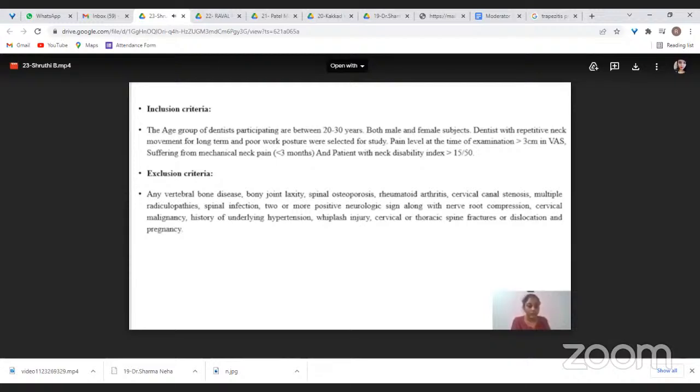The exclusion criteria were conditions where the intervention was not applicable, that is vertebral bone diseases, bony joint laxity, spinal osteoporosis, rheumatoid arthritis, cervical canal stenosis, radiculopathies, spinal infections, trauma, neurological signs, discompression, cervical malignancy, hypertension, whiplash injuries, and spinal fractures.